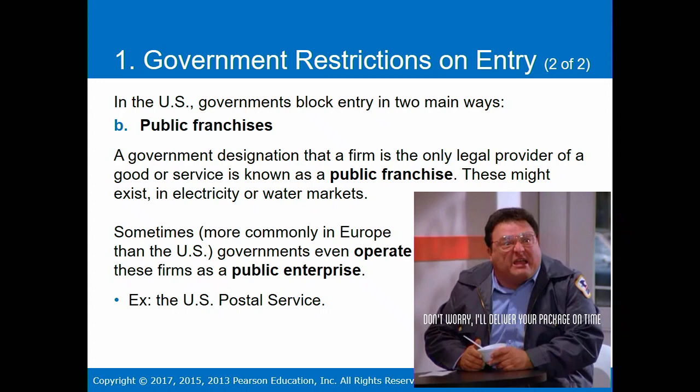I'm sure none of you watch Seinfeld, but picture Newman from Seinfeld, the really lazy mailman who was Jerry's nemesis. In this case, these public enterprises are being operated by the U.S. government. So the United States Postal Service is part of the U.S. government.